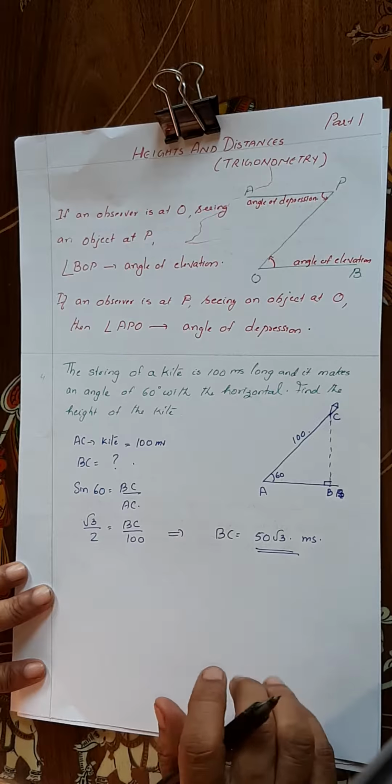An electrician has to repair an electric fault on a pole of height 4 meters. He needs to reach a point. So we will first draw the figure. A, C, and this is the ground. The pole height is 4 meters, so AC is equal to 4. He needs to reach a point 1.3 meters below the top of the pole. Let this point be B, so AB is equal to 1.3.